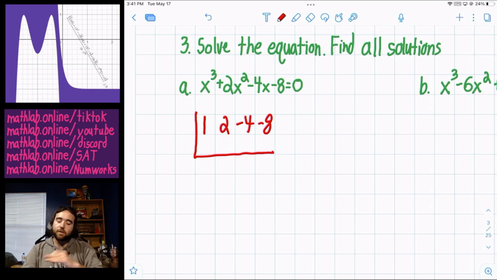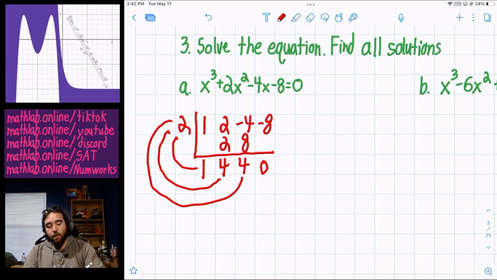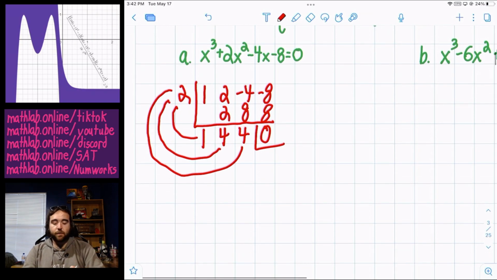So we know that 1 works if they all add up to be 0. That's not the case here. So 1 does not work. Let's try something like 2. What we're going to do is drop the 1, and then do 1 times 2, and put that here. Then we add, and then we repeat. So 4 times 2, and put that here. And then we add, and then we multiply, and put that here, and then we add. So there's our remainder.